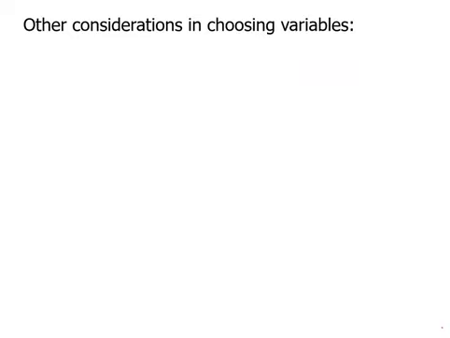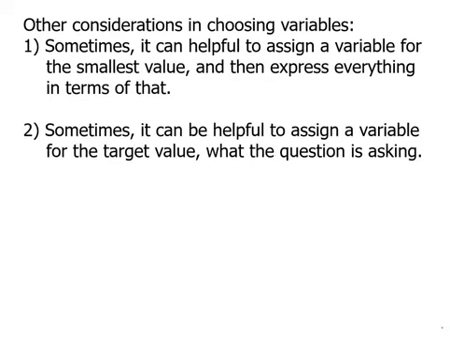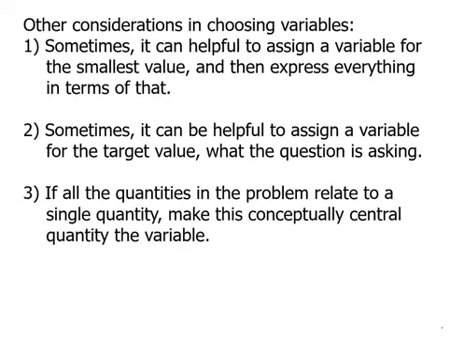Other considerations in choosing a variable. Sometimes it can be helpful to assign a variable for the smallest value and then express everything in terms of that. Sometimes it can be helpful to assign a variable for the target value, what the question is asking. The advantage of doing this is if you choose the target value as your variable, then as soon as you find the value, you're done. You've answered the question. Also, if all the quantities in the problem are related to a single quantity, if everything is expressed in terms of a single quantity, make this conceptually central quantity the variable and then relate everything to that.